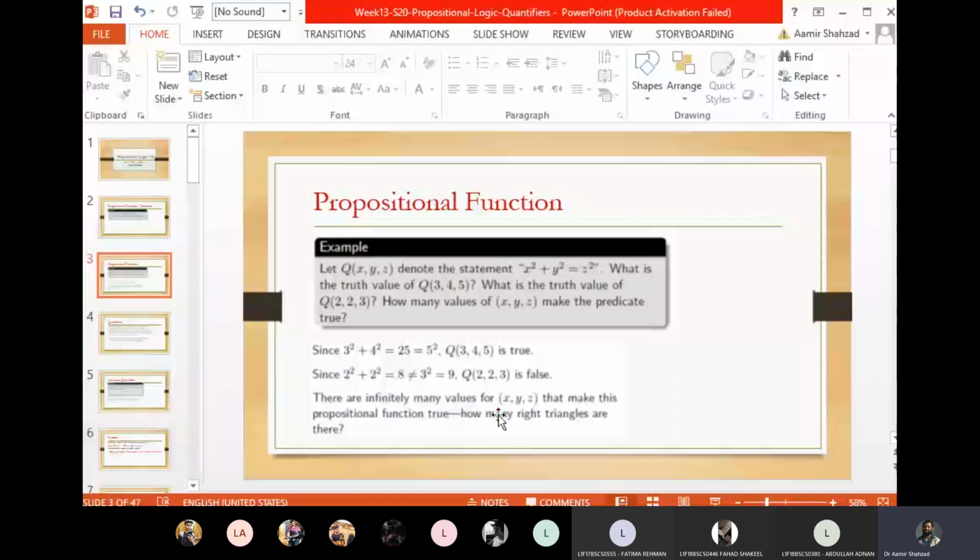So here is the solution of our discussion. Q(3,4,5) is true, Q(2,2,3) is false, and there are infinitely many values of x, y, z that make this propositional function true. Yeah, because we have infinitely many right angle triangles.